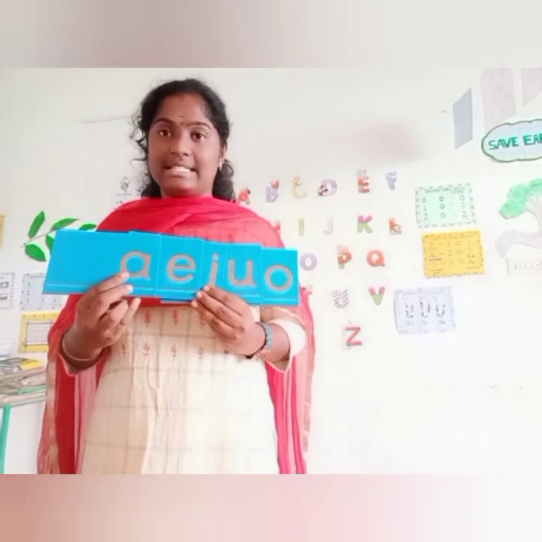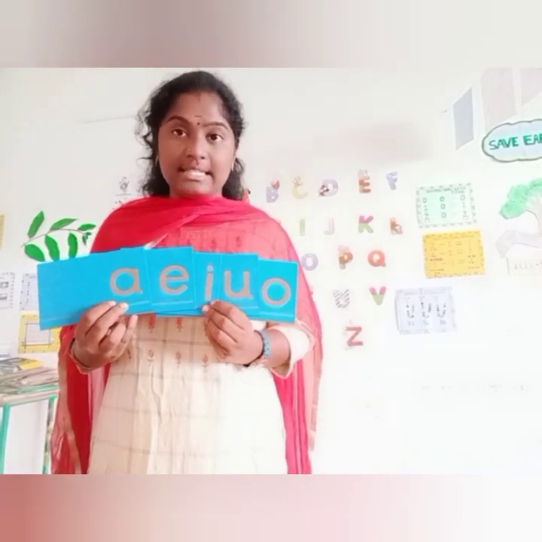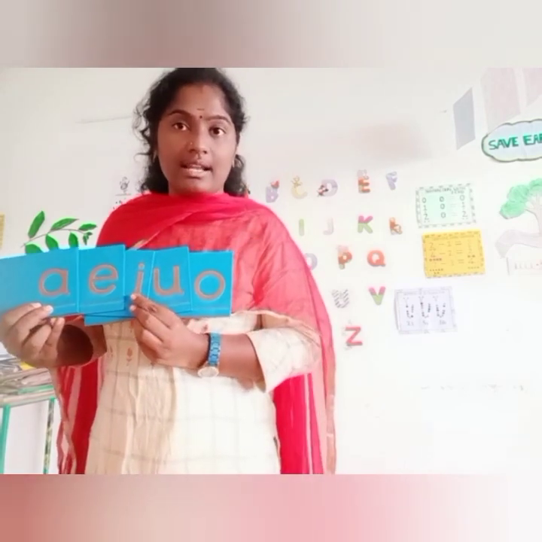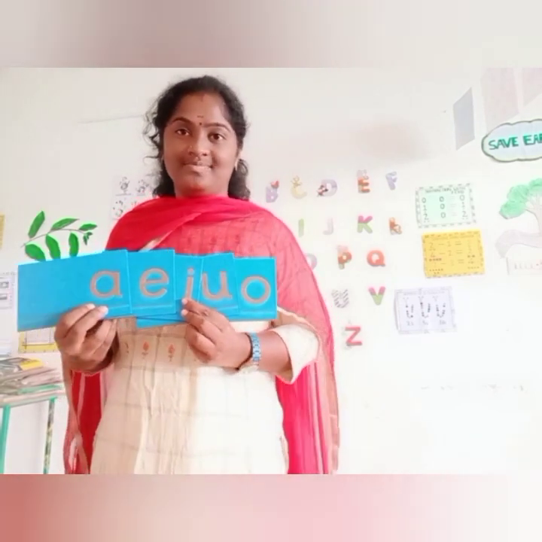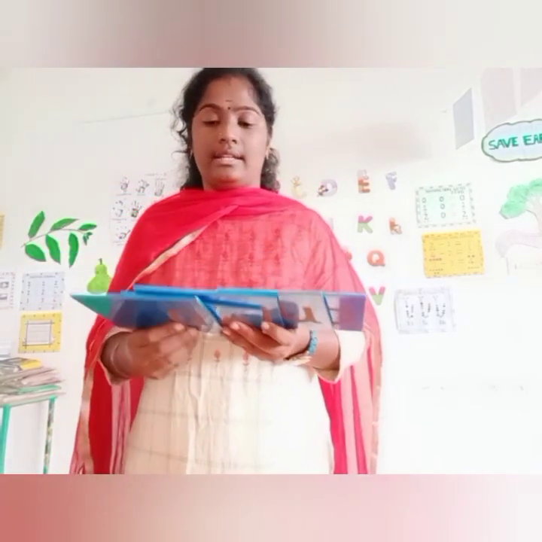Yes. So I'll say the sounds of these vowels now. This is A. This is E. This is I. This is U. And the last one is O. Okay. These are the vowel letters. And next.